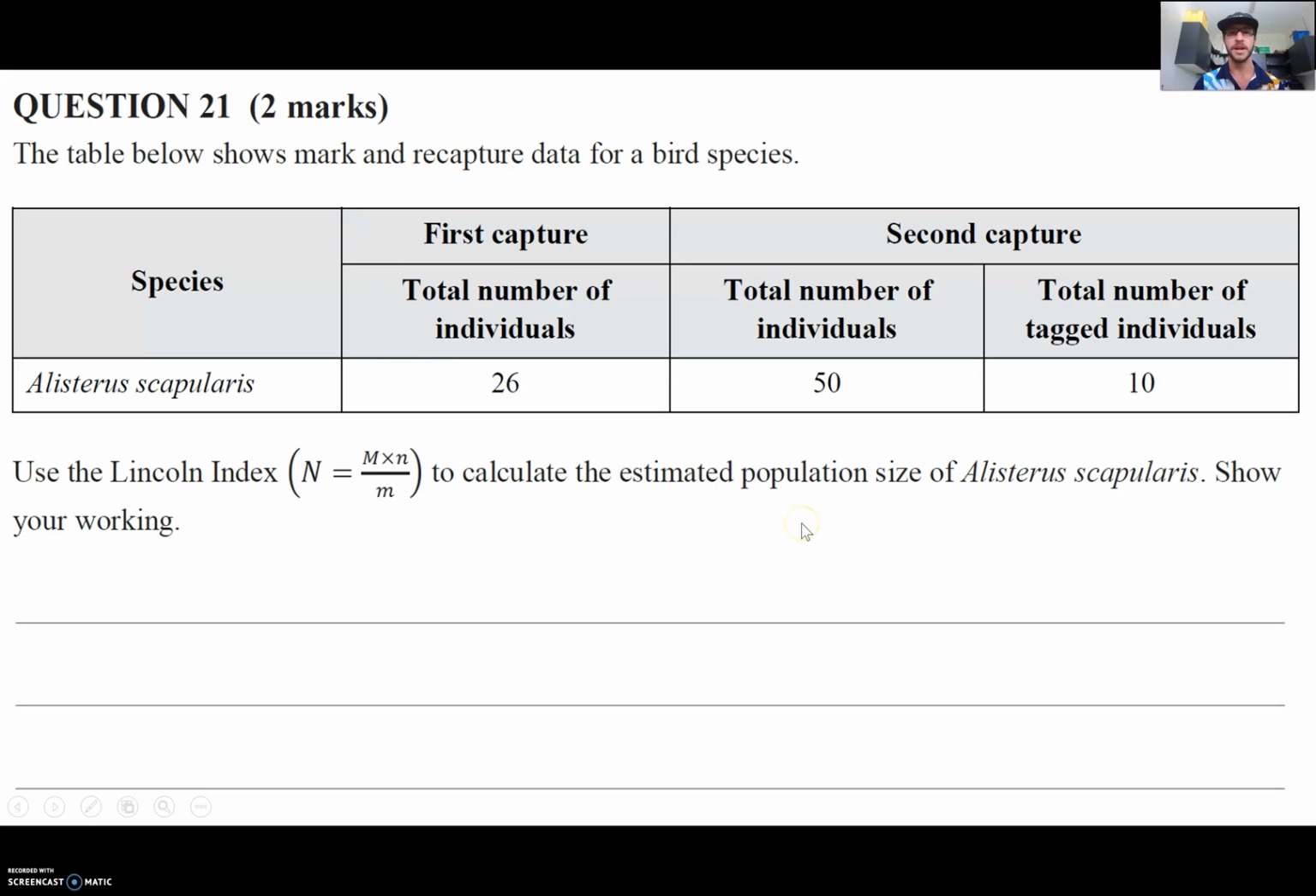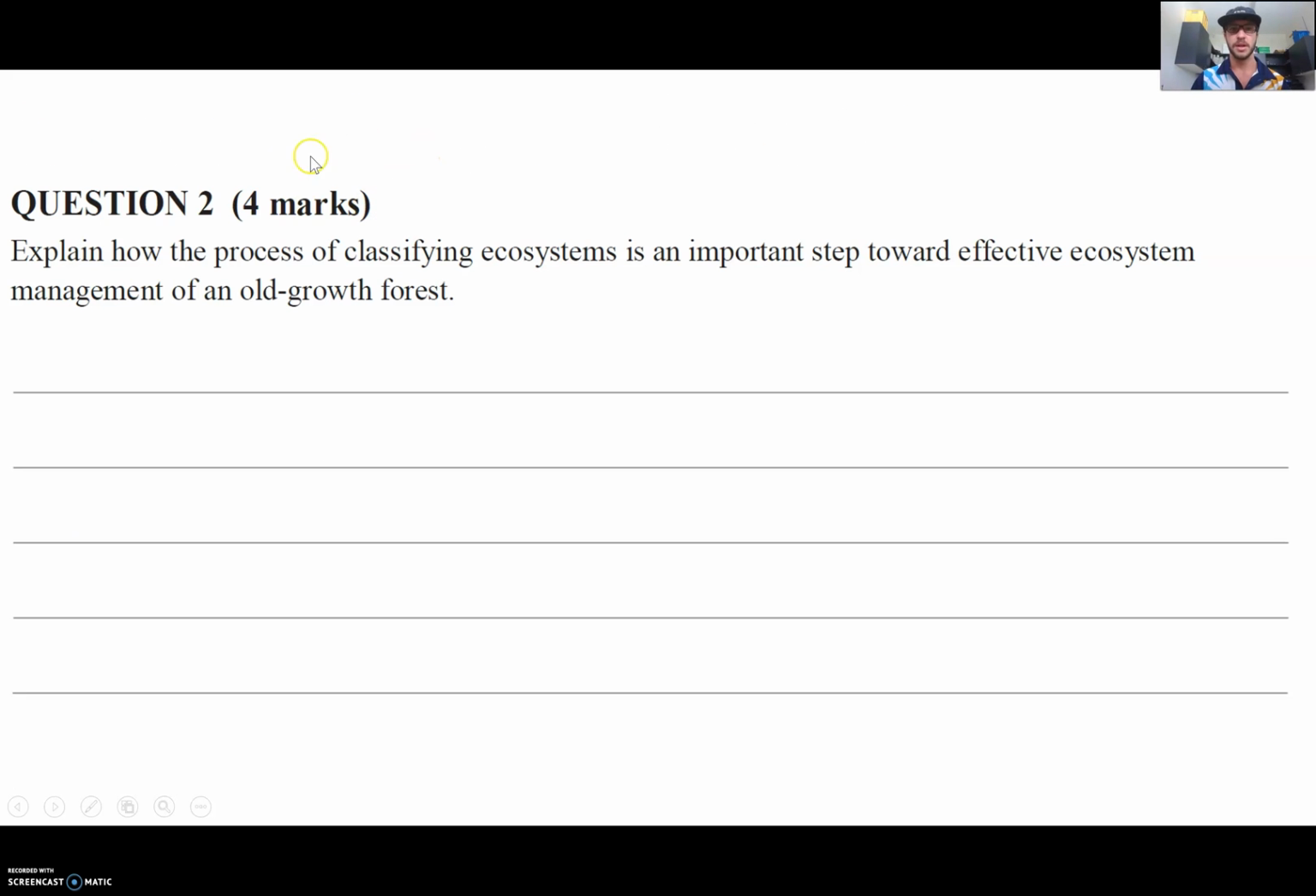A few questions for you now, based on what we've just talked about. This one refers to Lincoln Index and involves a couple of different samples. So I'll let you pause the video here and answer that. It's worth 2 marks. I'm including marks to show you that in these next few questions, I have cropped out the number of lines that the sample test has given you to answer, but when you see more marks, obviously more is needed. Question 2, explain how the process of classifying ecosystems is an important step toward effective ecosystem management of old growth forests.